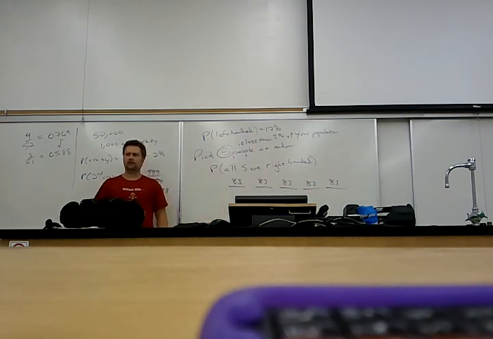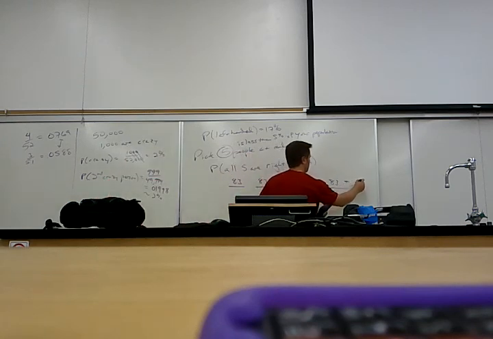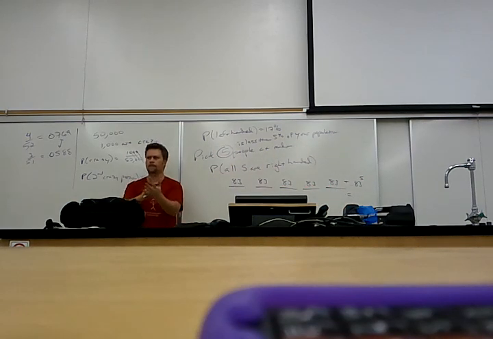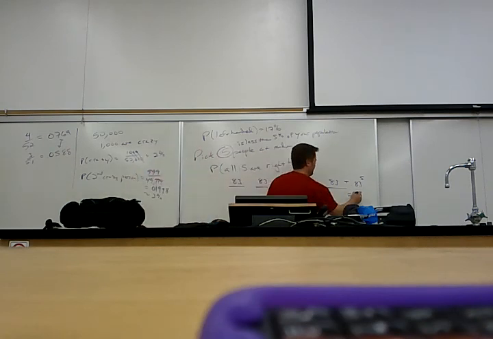Mathematically, does anybody see a shortcut for that? How many .83s do you have? 5. So isn't that just .83 to the 5th power? And what is that? Somebody help me out. 0.3939. Okay, sure. About 39%.